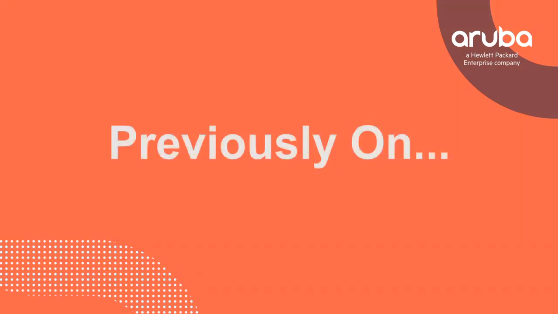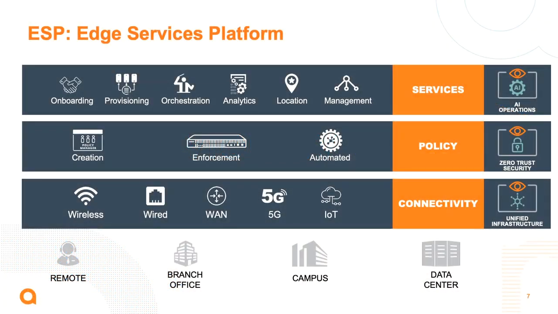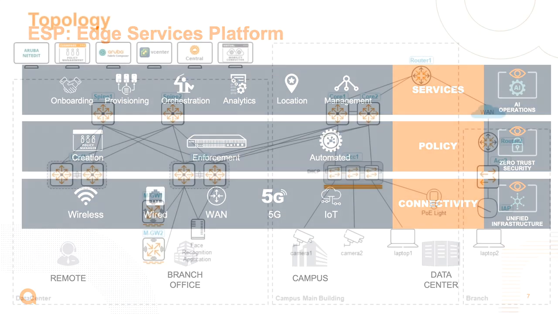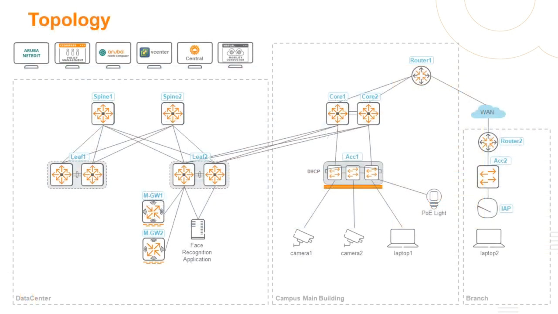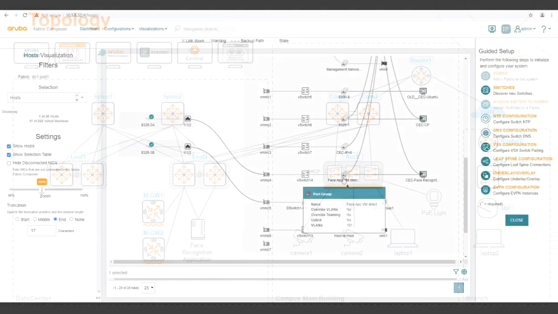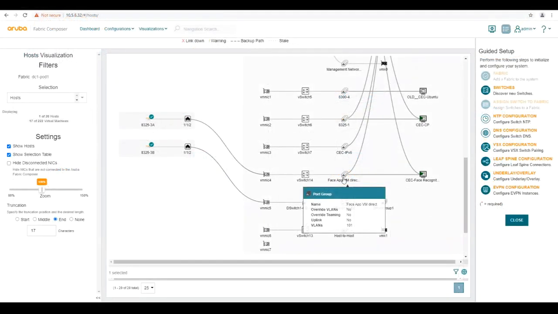Previously on the Aruba switching story, we've learned about the Edge Services platform and how Aruba switches fit into the unified infrastructure portion of ESP. We provisioned a data center to go along with our workflow where we need to plug in a security camera to the campus edge so that it can reach the data center and the facial recognition application that will be installed. We've seen Aruba Fabric Composer be able to provision the data center.